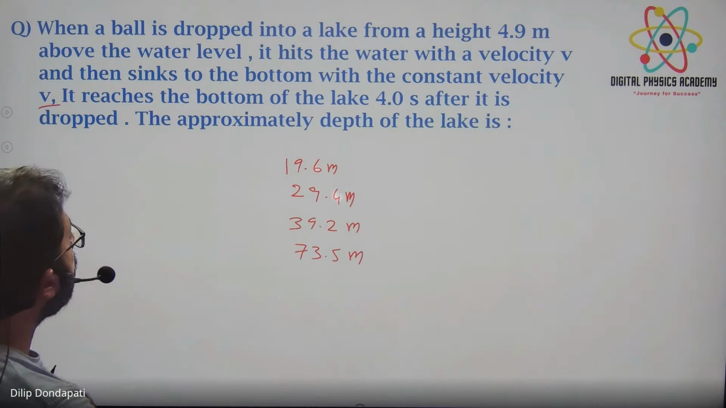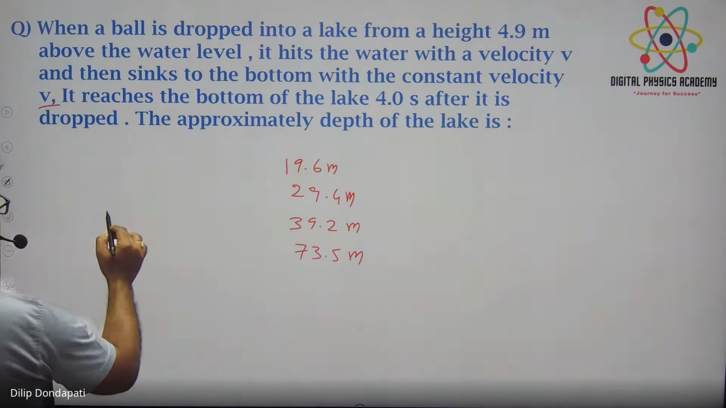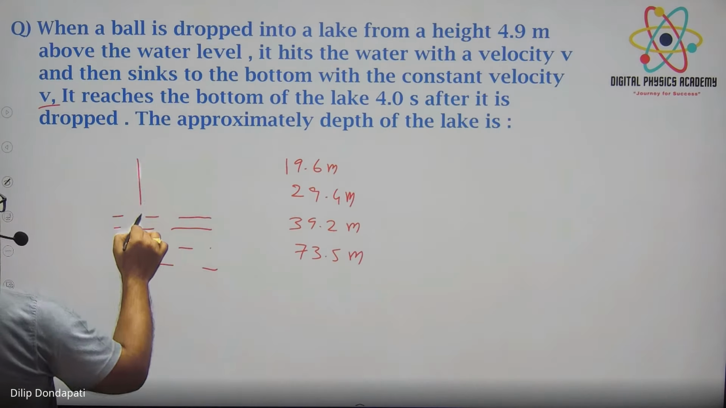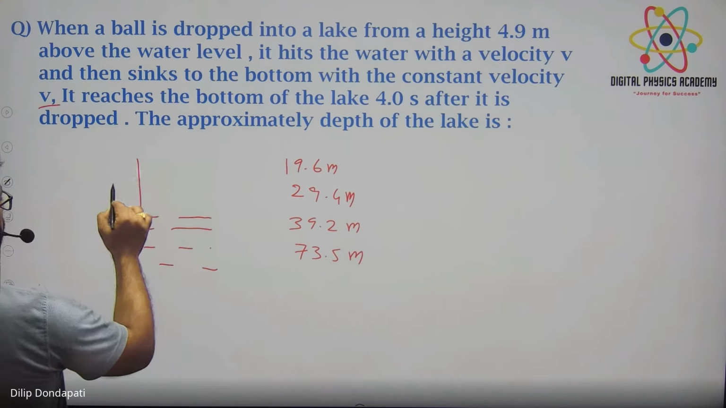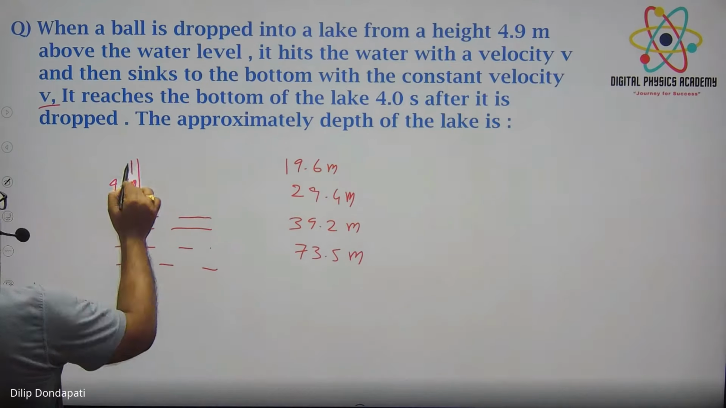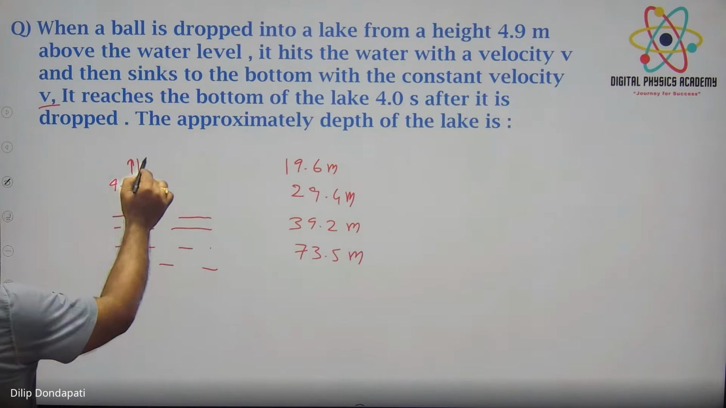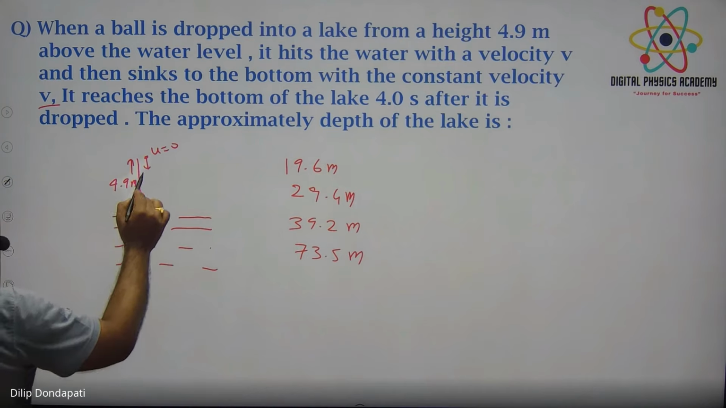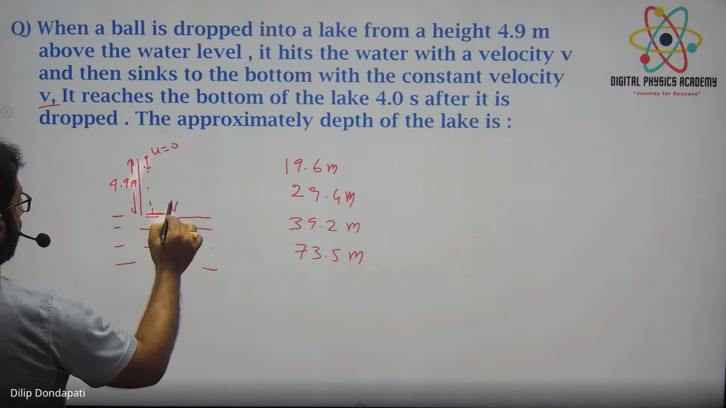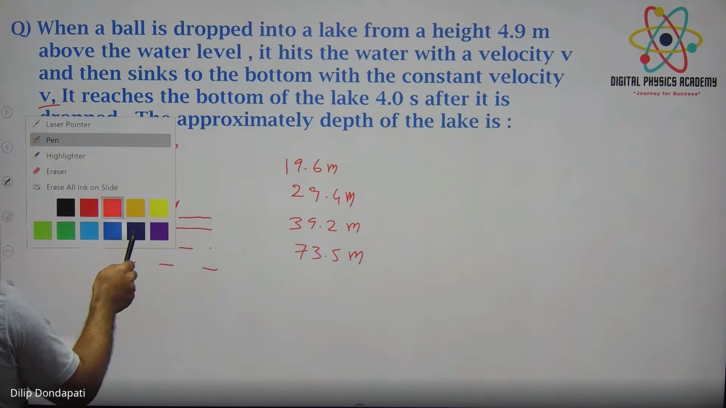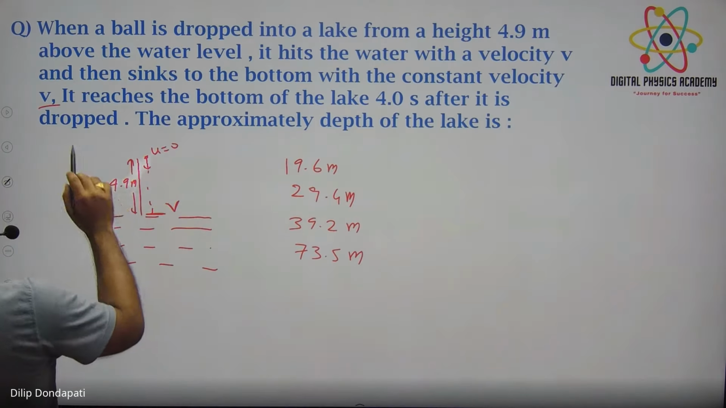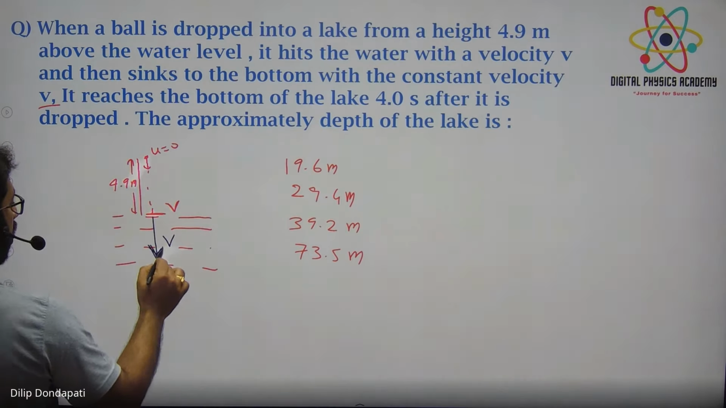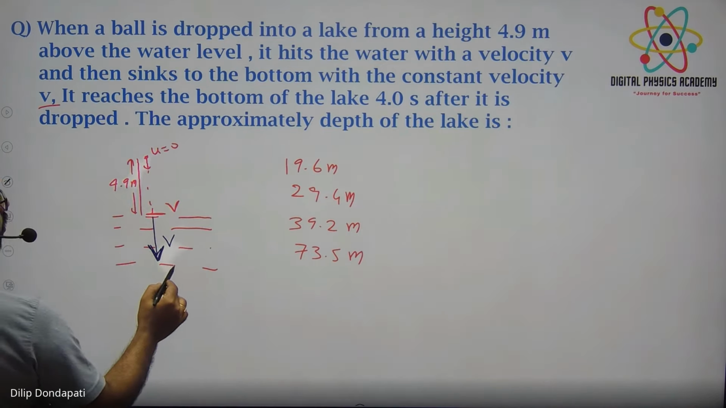A ball is dropped into a lake from a height. Suppose the object is dropped from 4.9 meters away, with initial velocity 0, and hits the water with velocity v. Then the ball will reach the bottom with the same constant velocity v, and it reaches the bottom in a total time of 4 seconds.